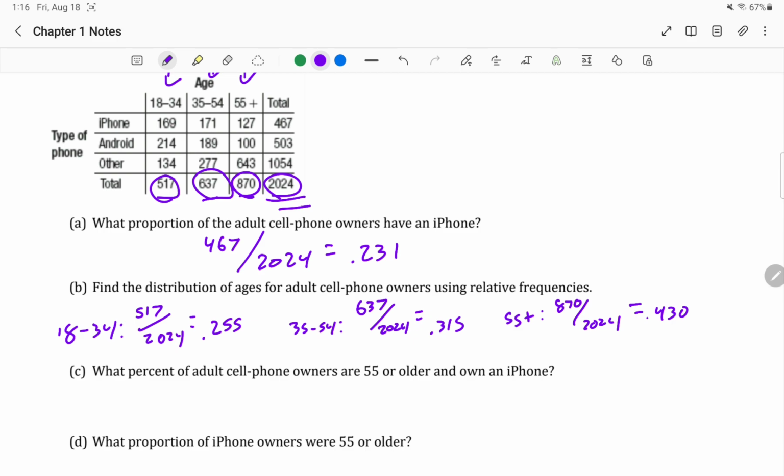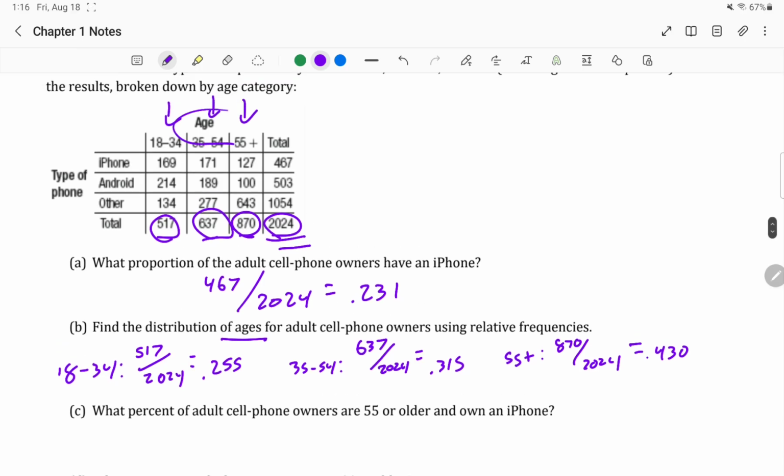So when you're doing relative frequencies, make sure you look for the keywords and make sure you're going the right direction. Of ages. So of ages for cell phone owners, that means I'm doing that out of the total. Okay. So just make sure wording choice matters.